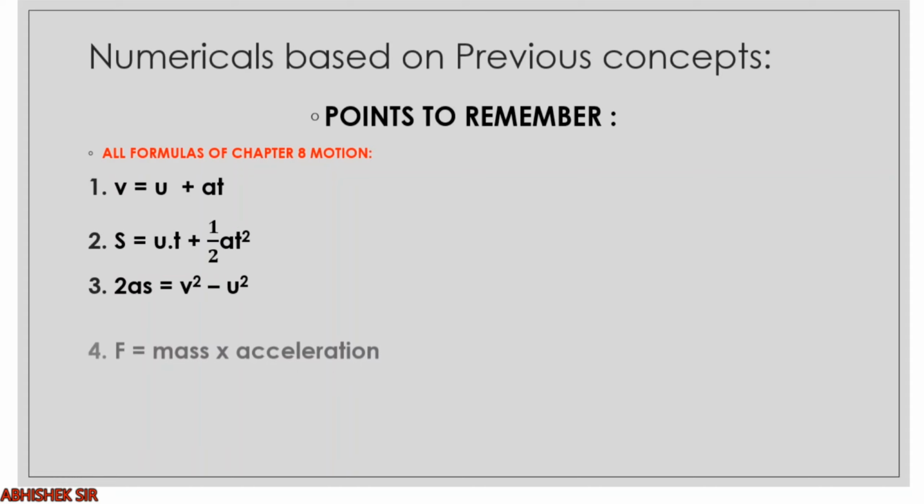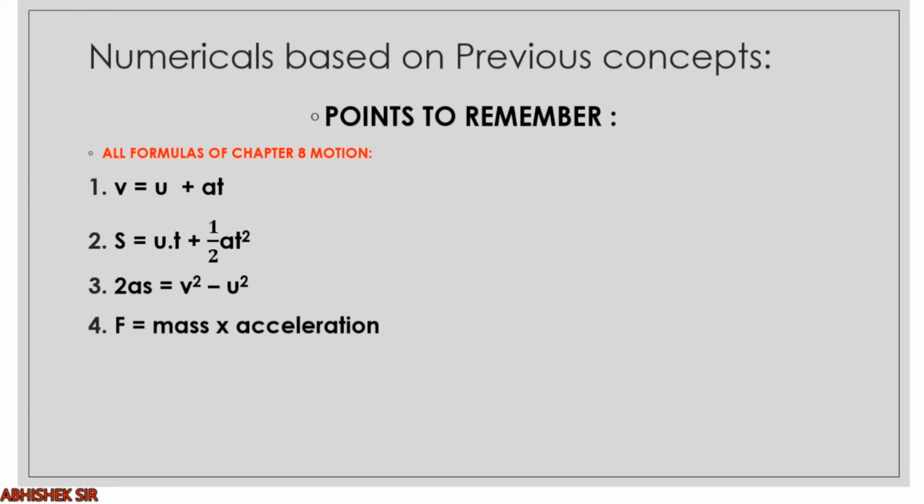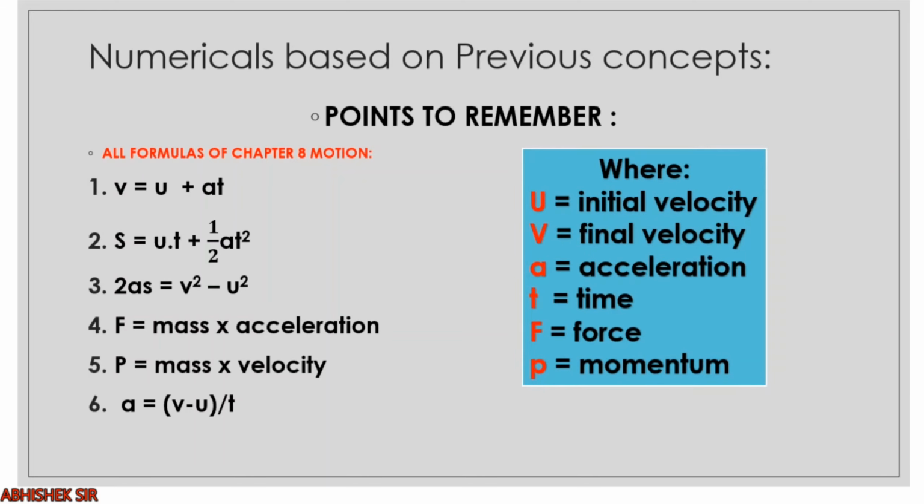In this chapter we have added a few formulas like force equals mass into acceleration, and momentum p equals mass into velocity. Also let us not forget the formula of acceleration, that is change in velocity per unit time, that is v minus u by t. All the alphabets that we are using: u is initial velocity, v is final velocity, a is acceleration, t is time, f is force, p is momentum, and m is mass. Based on all these formulas, let us start the solution of the examples.